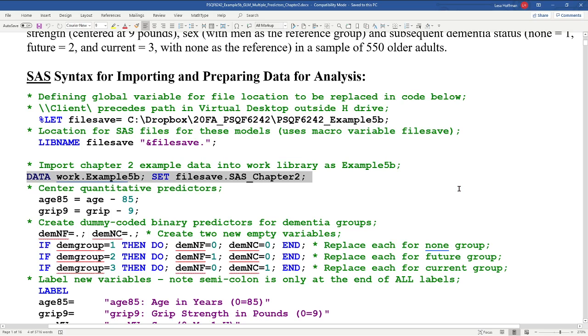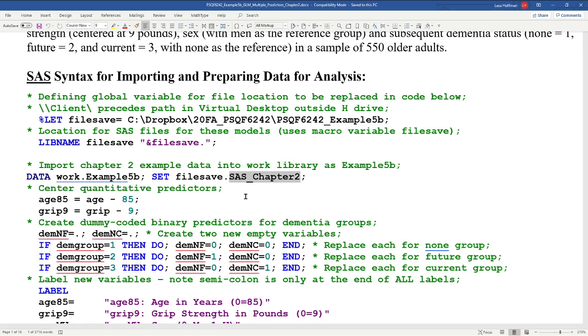The way that you can understand this data set combination is data means make me a new data set. So I am creating a new data set in the work temporary library. It is going to be called example 5b. Set means from. So what I am doing is importing from this file save permanent library the data set that is named SAS underscore chapter 2, which is from the materials for the book.